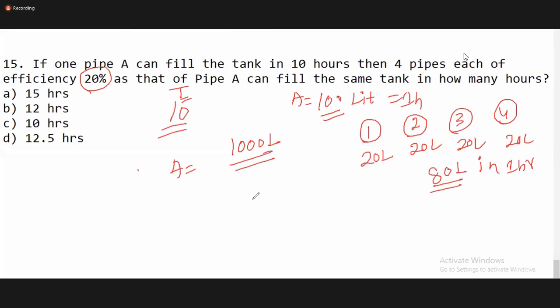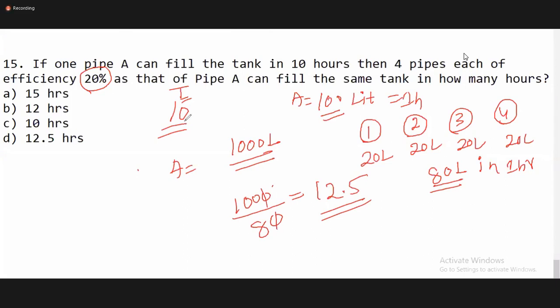So our question is what? 1000 has to be done in how many hours? So you have to divide with this. But if you are smart, 1 by 8 is nothing but what? 12.5 hours. Because 1 by 8 is nothing but what? 12.5. So 12.5 hours is going to be our answer. Okay, 12.5 is going to be our answer.